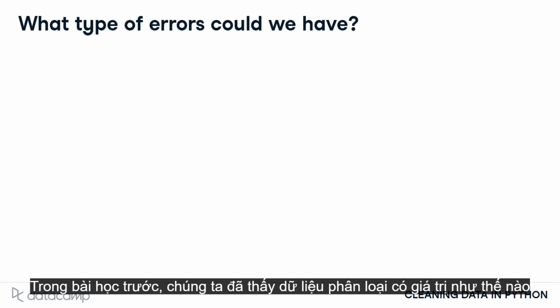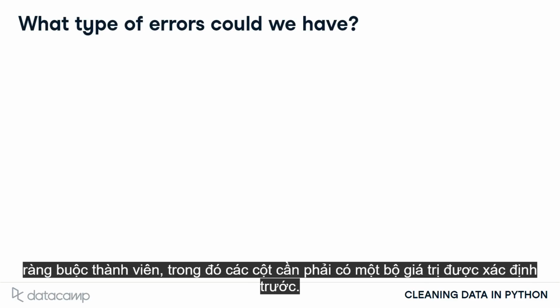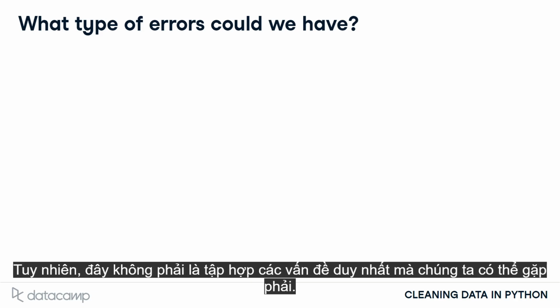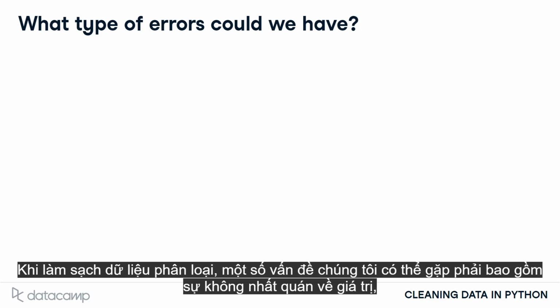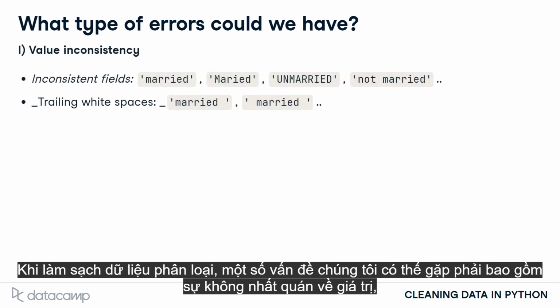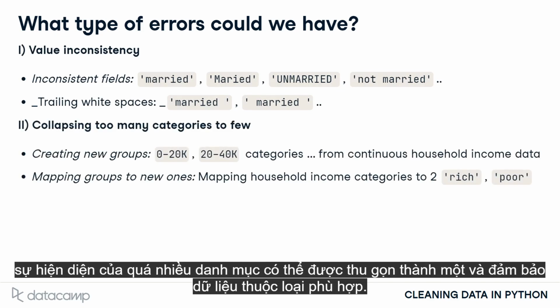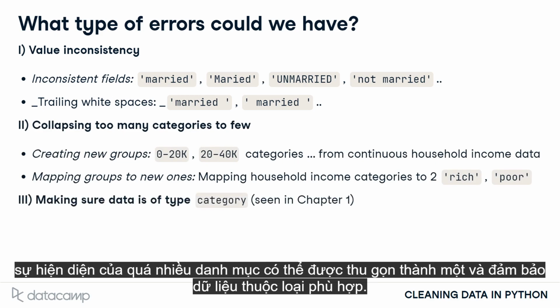In the last lesson, we saw how categorical data has a value membership constraint, where columns need to have a predefined set of values. However, this is not the only set of problems we may encounter. When cleaning categorical data, some of the problems we may encounter include value inconsistency, the presence of too many categories that could be collapsed into one, and making sure data is of the right type.